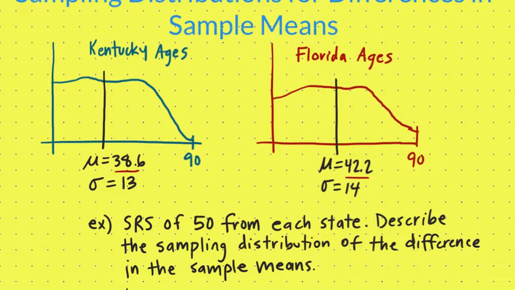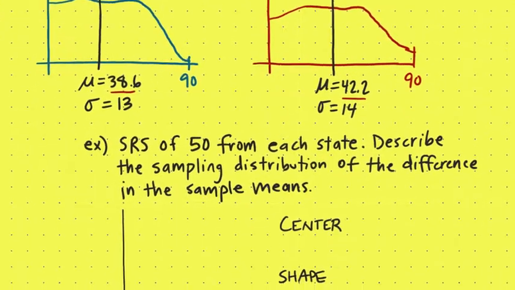So here's the situation. We're going to sample 50 from each state, and we're going to subtract those two and find the sampling distribution of the differences in the sample means. All right, just like there's millions of possible ways I could sample 50 from Kentucky, there's also millions of ways I could sample 50 from Florida. And if I subtract all those possibilities, we create a sampling distribution for the differences. So let's talk about what that distribution would look like.